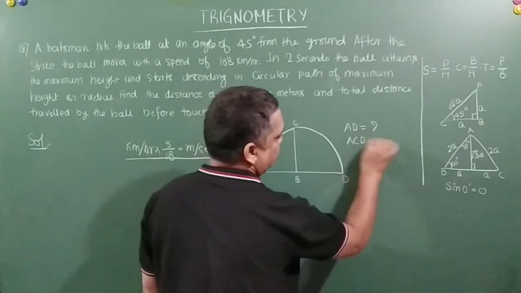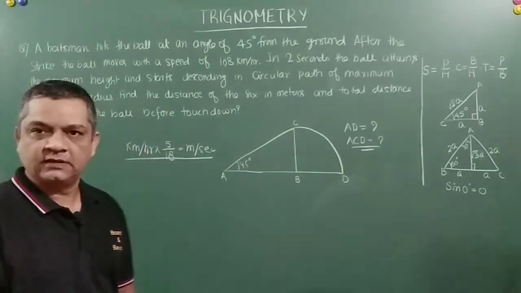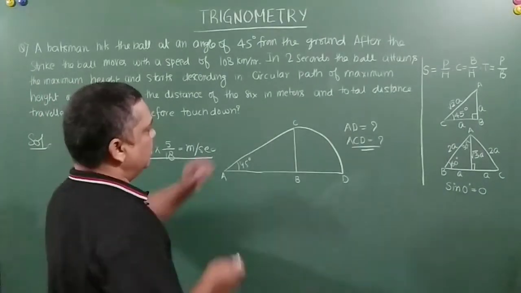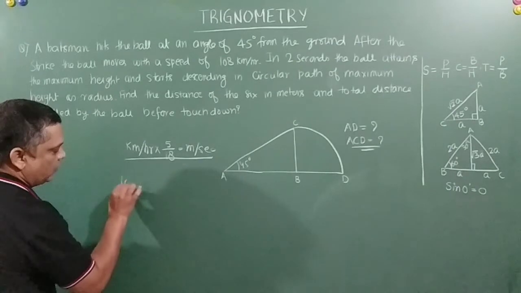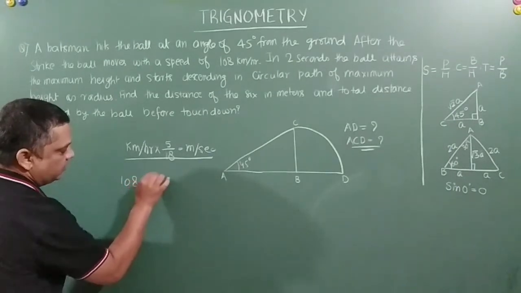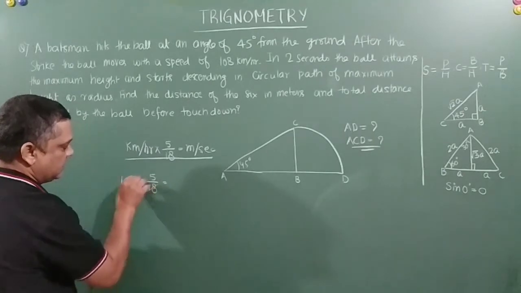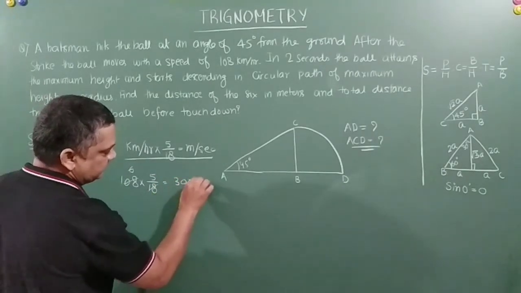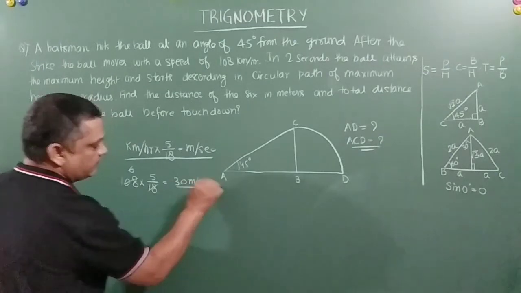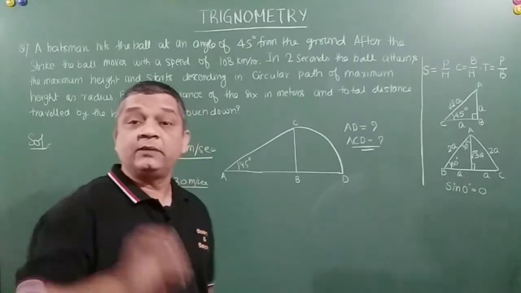ACD is equal to what? So these are the two things that have been asked from us, right? Now, 108 kilometers per hour. Okay, so 108 into 5 by 18 is equal to how much? 6. That is 30 meters per second. Right, friends? So the ball is traveling at a speed of 30 meters per second.